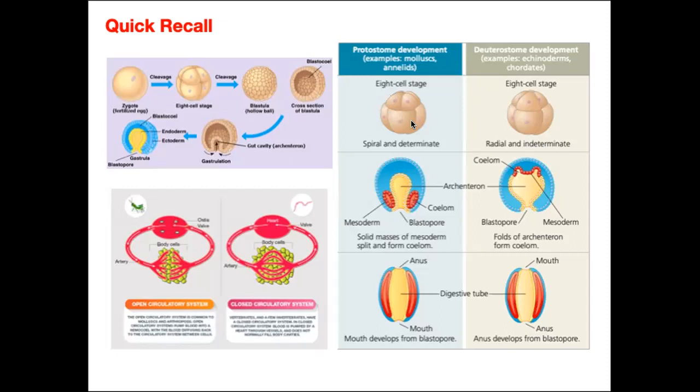Okay? That is in contrast with deuterostome development, whereas radial ang type of 8-cell stage, ibig sabihin directly overlay yung upper quadrant with the lower quadrant. Tingnan nyo yung cell dito sa taas, directly overlay siya. Directly siya na nakapatong. Okay? Indeterminate, ibig sabihin any of these cells can later on become any tissue or any part of an organ. Okay? That's also one way to differentiate.